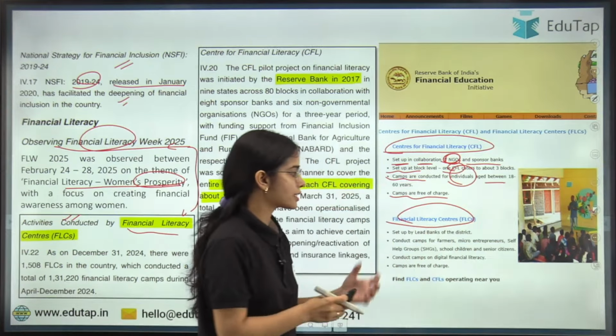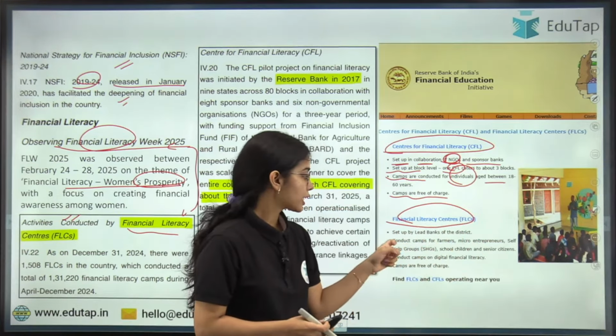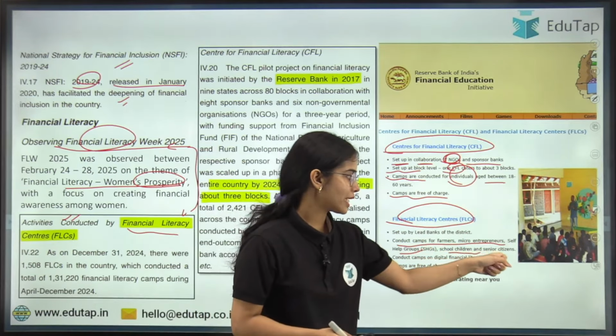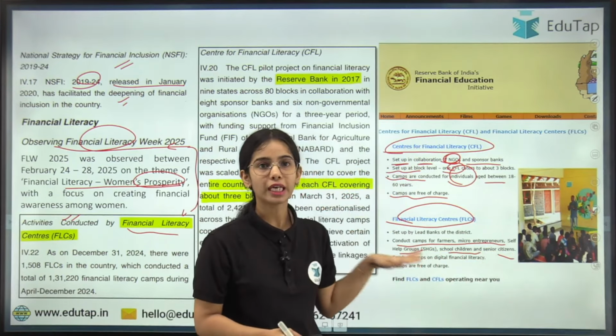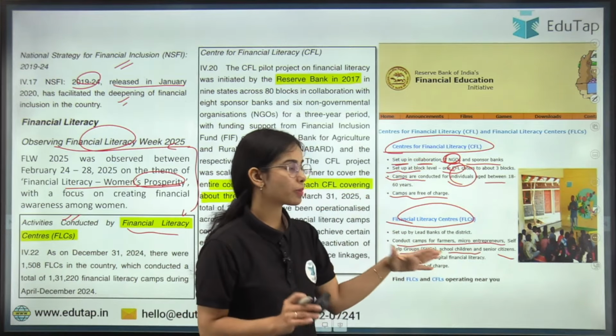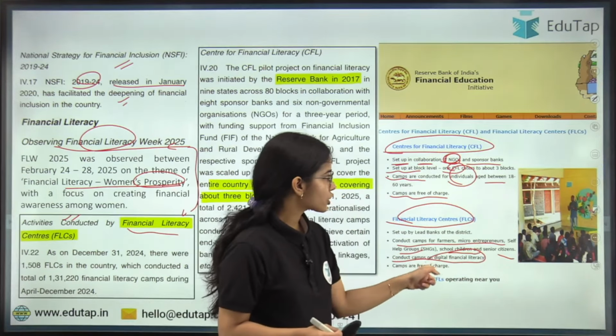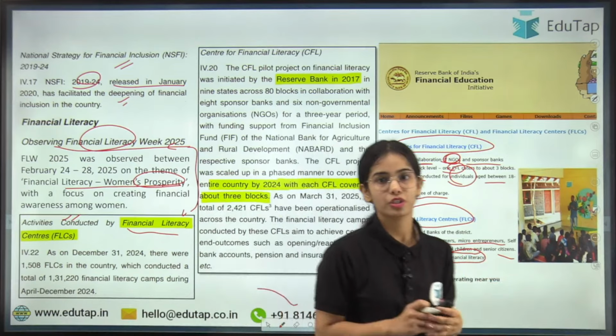Financial literacy centers are set up by the lead banks of the district and conduct camps for farmers, micro entrepreneurs, self-help groups, school children, and senior citizens. So they have different target groups, and they are sponsored by different entities. They conduct camps on digital financial literacy, and camps are free of charge. So this is the idea.